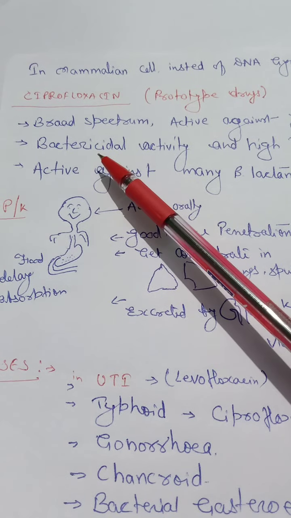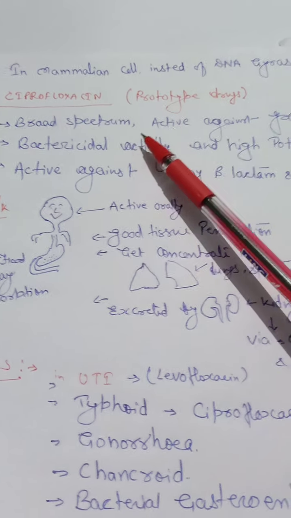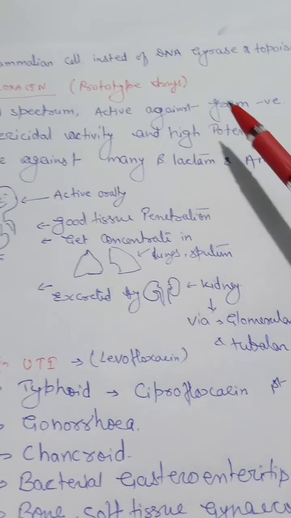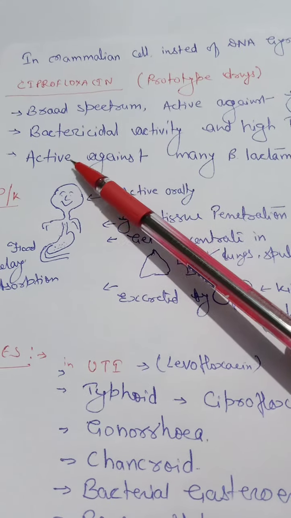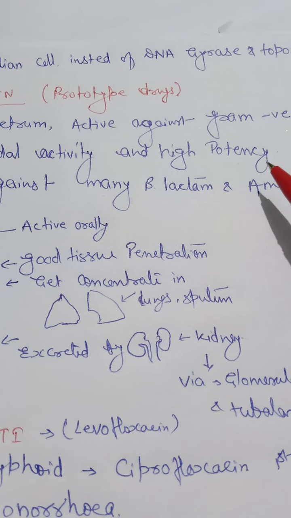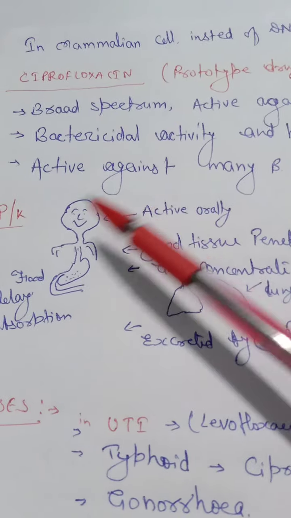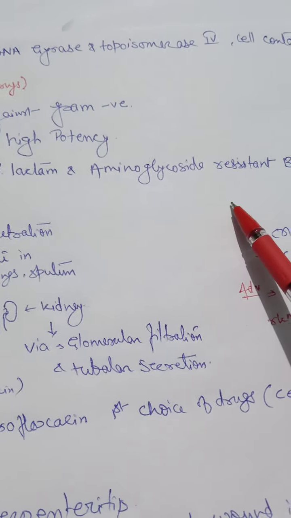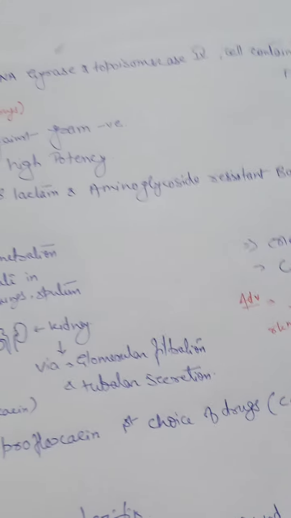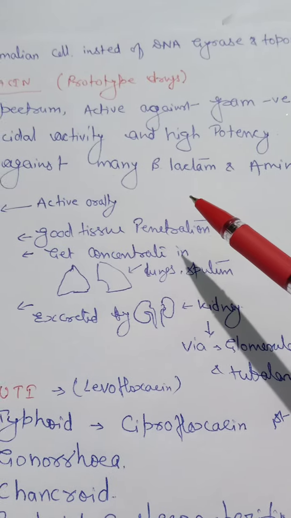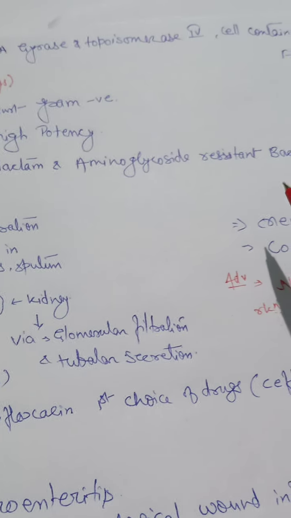Ciprofloxacin is broad spectrum and very much active against gram negative, also active against gram positive, but very much active against gram negative, and it has bactericidal activity and high potency. Ciprofloxacin is very much active against many beta-lactam and aminoglycoside resistant bacteria.